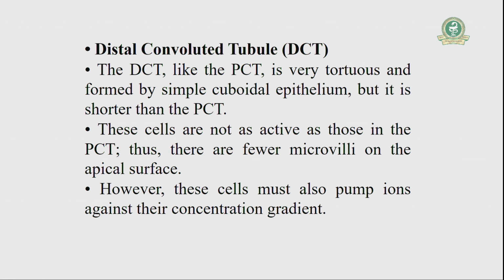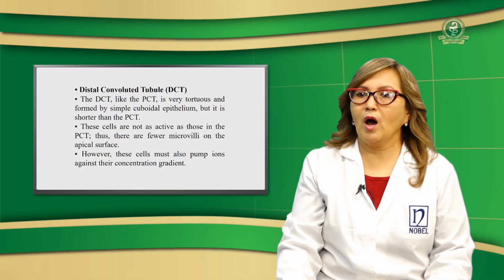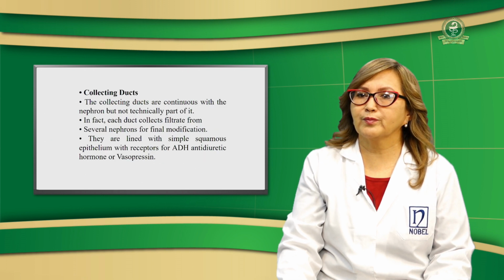Distal convoluted tubule, DCT. The distal convoluted tubule, like the proximal convoluted tubule, is very tortuous and formed by simple cuboidal epithelium, but it is shorter than the proximal convoluted tubule. These cells are not as active as those in the proximal convoluted tubule. Thus, there are fewer microvilli on the apical surface. However, these cells must also pump ions against their concentration gradient.